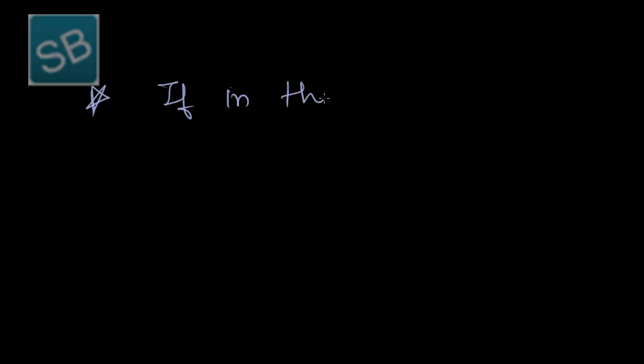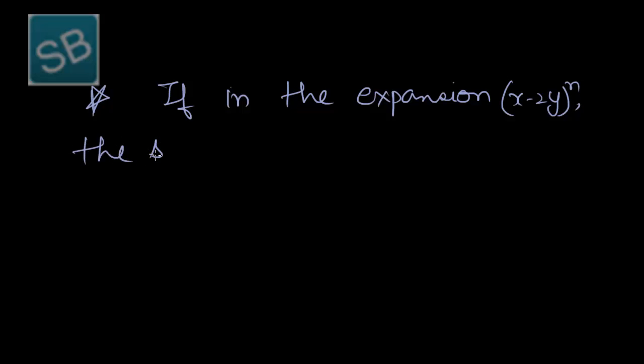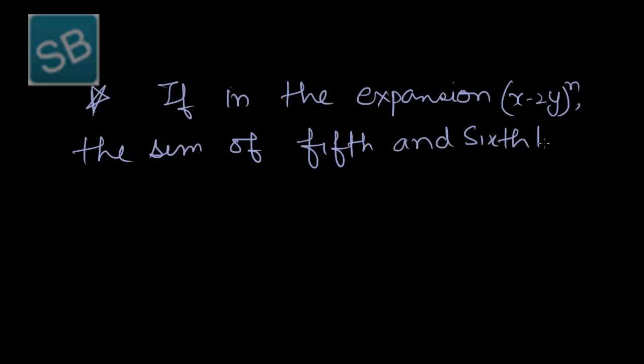The next problem is, if in the expansion of (x − 2y)^n, the sum of fifth and sixth term is 0.